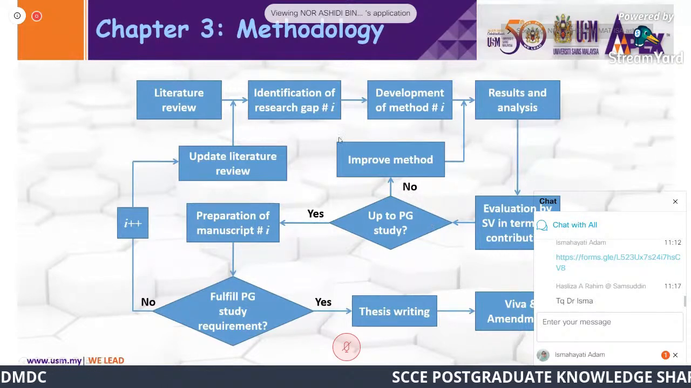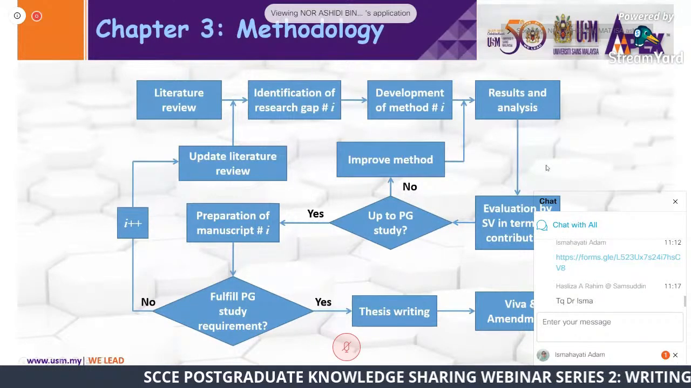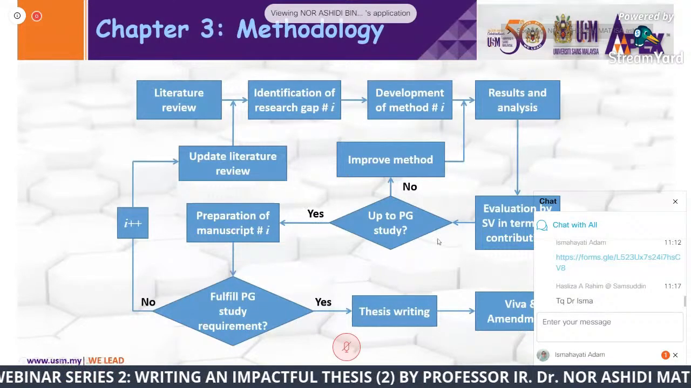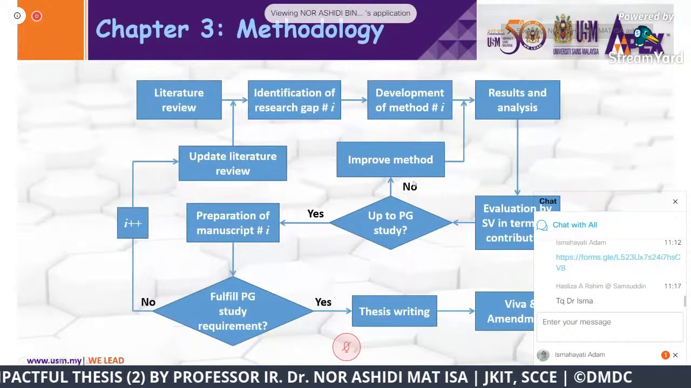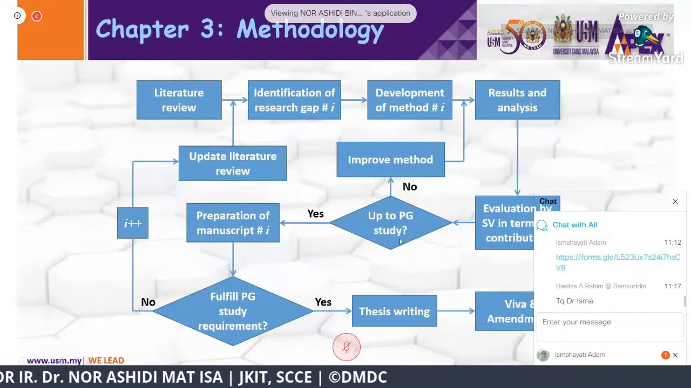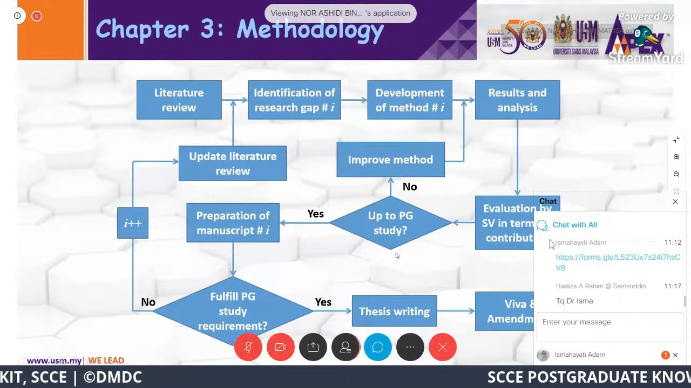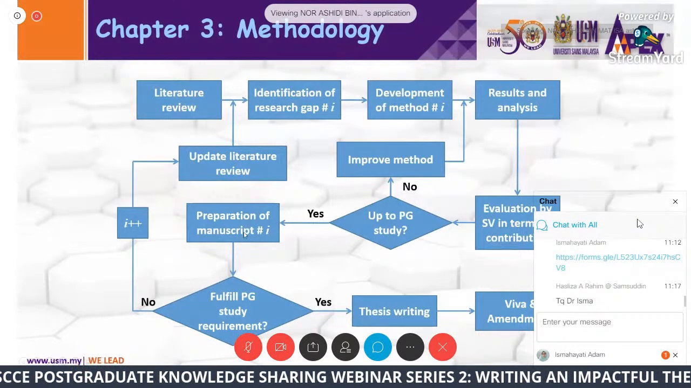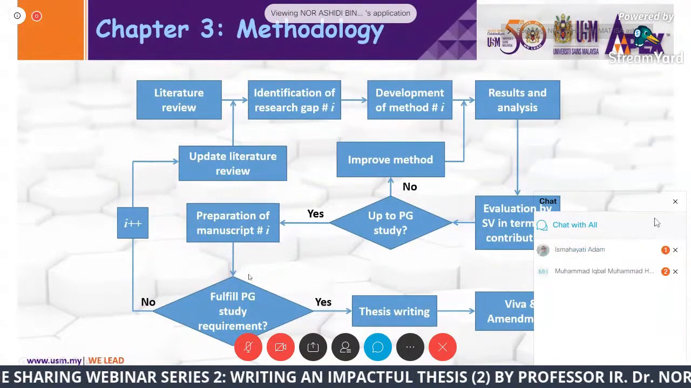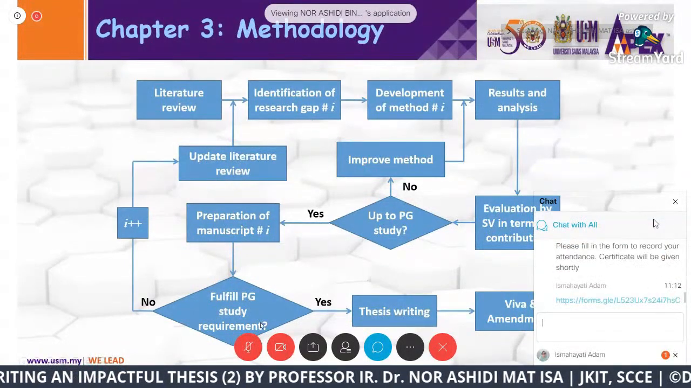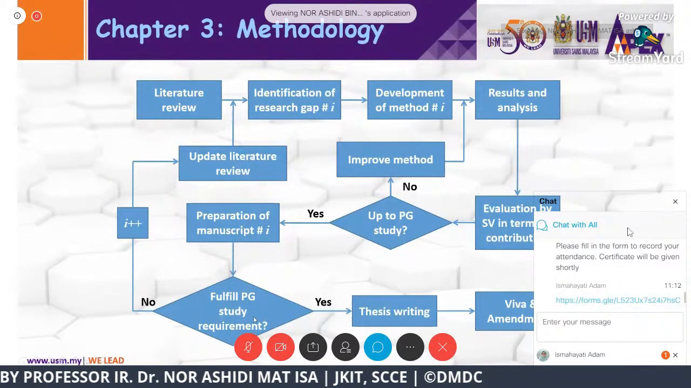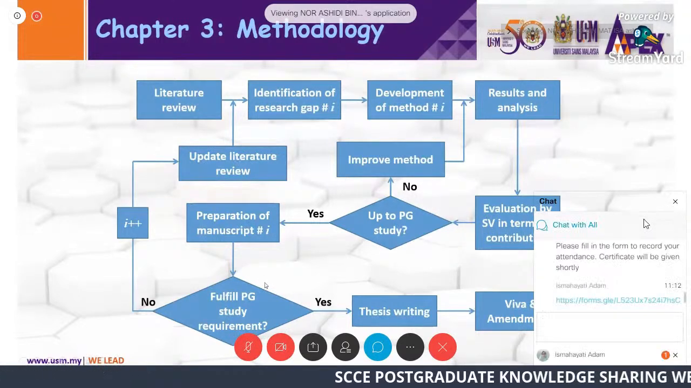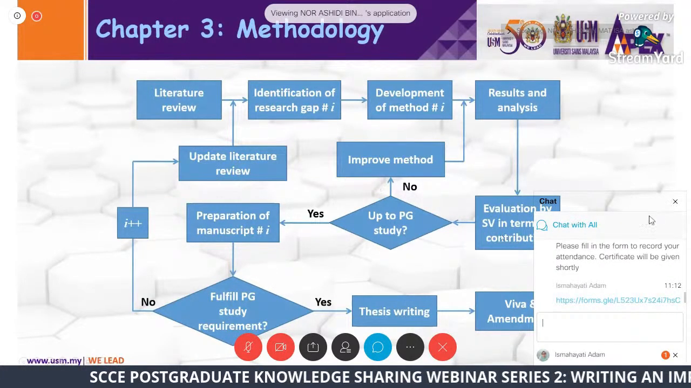Whatever the point is, I want you to make sure that you and your supervisor can work together at this point, because only your supervisor knows whether your contribution is up to the postgraduate study or not, whether your PhD is up to PhD or not. If not, you need to improve the methods. If okay, then try to prepare a manuscript. If your manuscript is accepted and published, then it means that there is a new contribution. Published is not in a conference; it's a journal paper. Okay, so these are the roles of your supervisor.